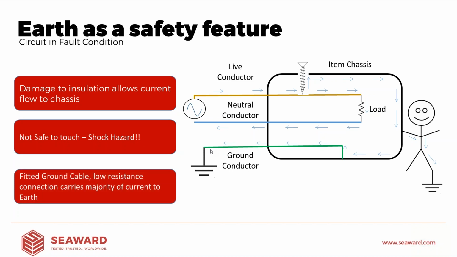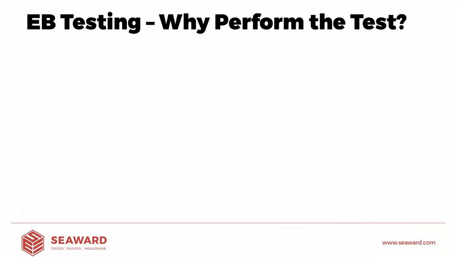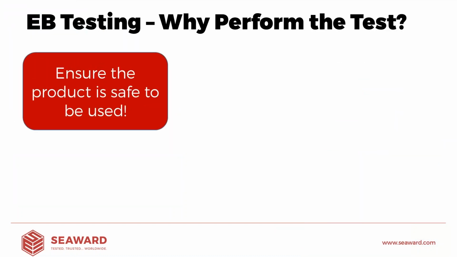So that low resistance channel is taking the majority of the current flow. Sure, some of it may flow through me, but if the majority of it is flowing through the ground connector, then that should help to keep me safe. So as I said, ultimately we're using this ground conductor to be the path of least resistance. In the event that a fault occurs, we want the majority of current to flow nicely away to ground via this cable. But obviously we need to prove that cable is there and fitted. So that's why we perform the test.